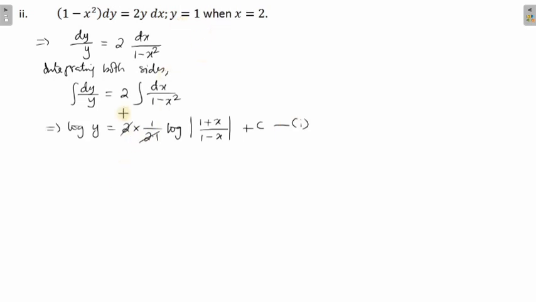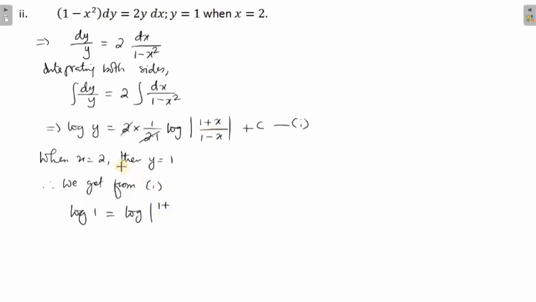Okay, so as per the condition, when x equals 2, then y is 1. So from equation 1, we get log y, which is given to be 1, equals log (1 + x) divided by (1 − x), where x is 2, plus c, and this is 0. Okay, so from here what do you get?